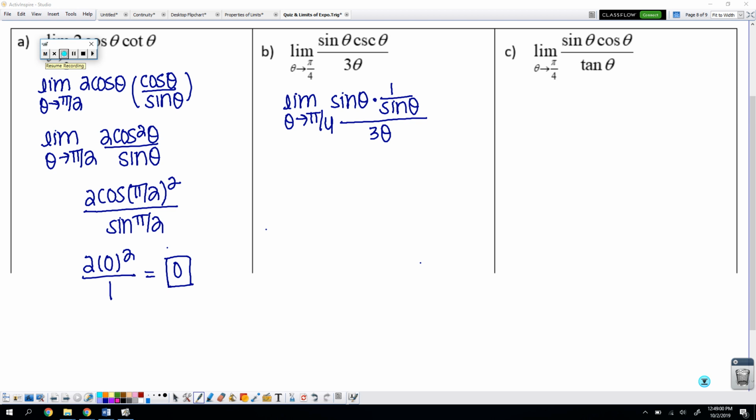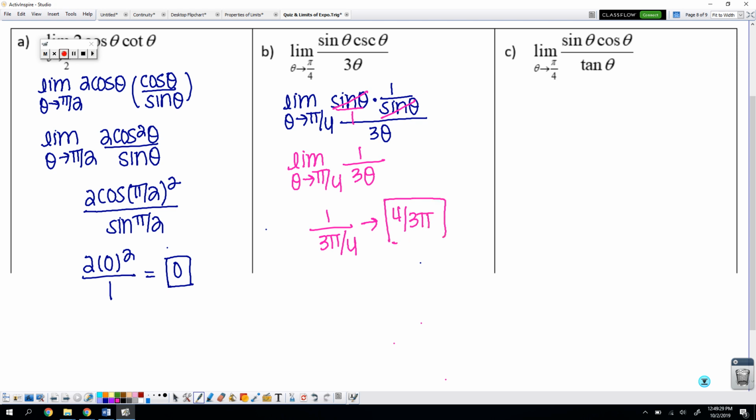Now hopefully we've rewritten it like this. One thing that you can do is you can put this over 1, and then you have sine theta and sine theta cancel each other out. You have the limit as theta approaches pi over 4 of 1 over 3 theta. So now all we need to do is just plug it in. So 1 over 3 pi over 4. So keep, change, flip actually gives us 4 over 3 pi. And that's all. You can actually go through and just remember that when you have 1 over a fraction, it just flips to a fraction. Okay?